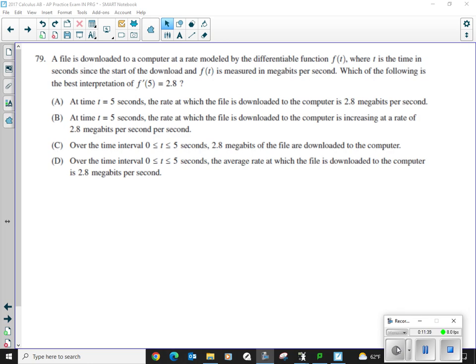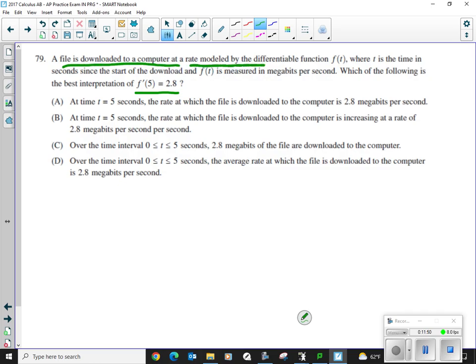Now, let me explain something to you here. They're asking you to interpret this statement in context of the problem. The file is downloaded to a computer, rate modeled by the differentiable function here. So this is the rate of the differentiable function, f of t, okay? t is time in seconds. So right here is my t. f prime of 5 equals 2.8. I'm just going to write, this is my t. So that has to be my time in seconds.